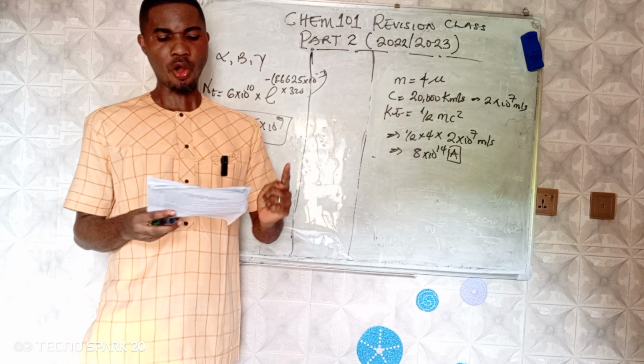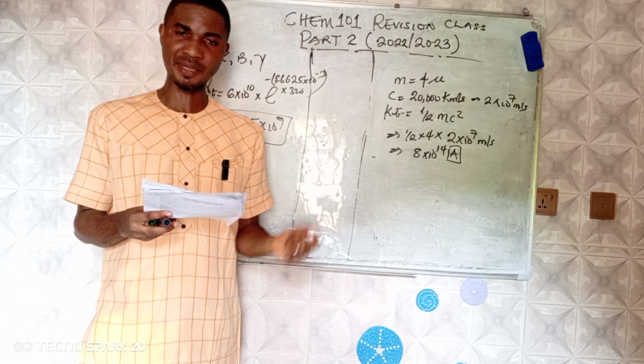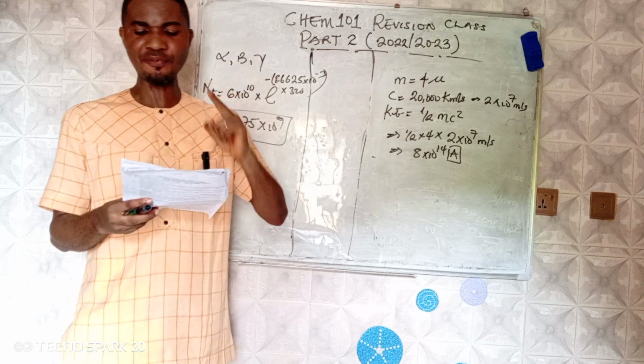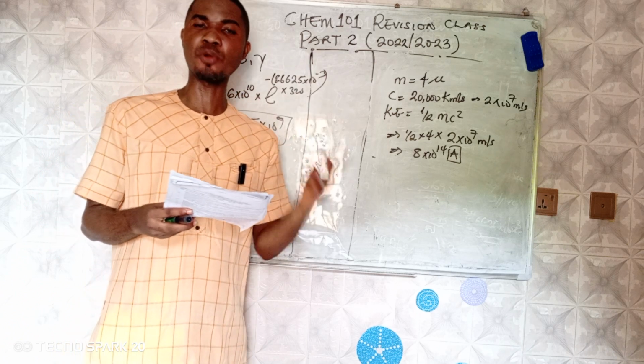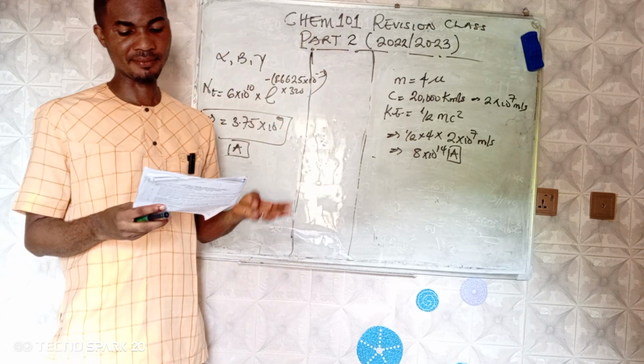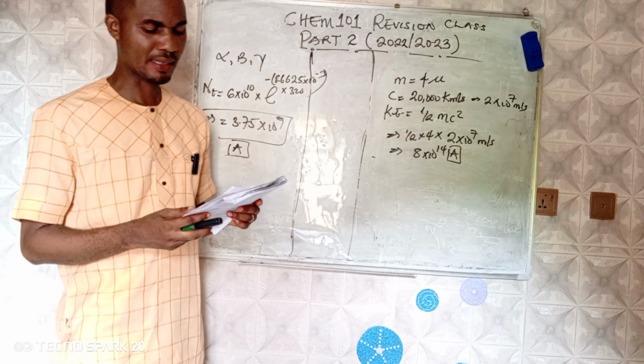Now note, all isotopes of a given element have similar chemical properties. They have different atomic masses, and also they have different physical properties. Different physical properties, similar chemical properties, and different atomic masses.